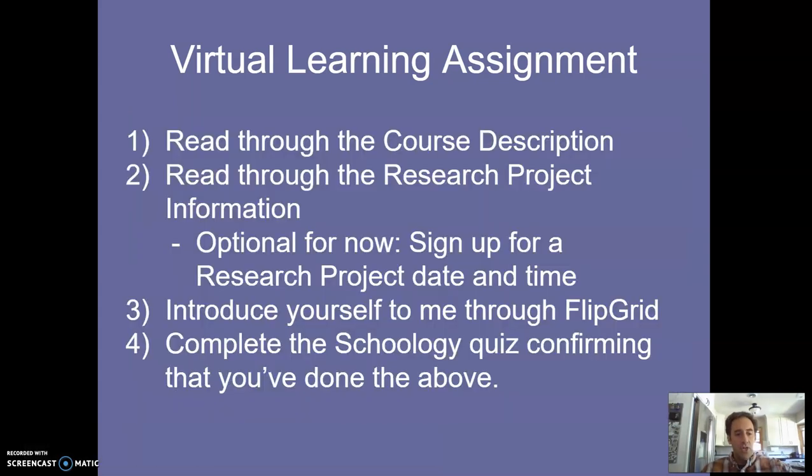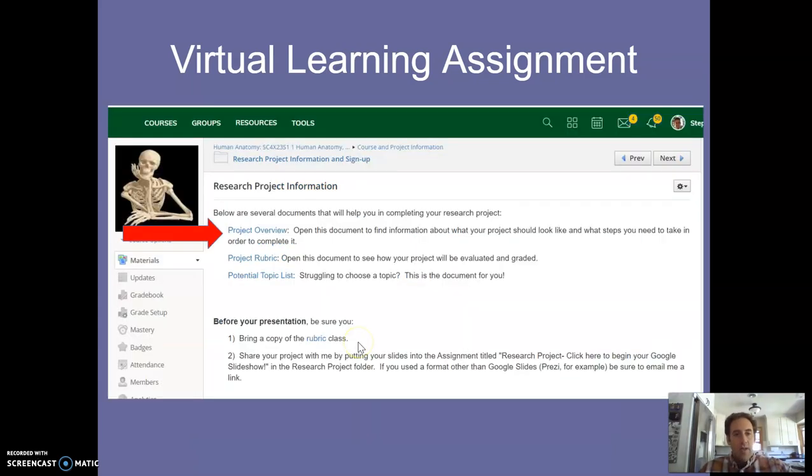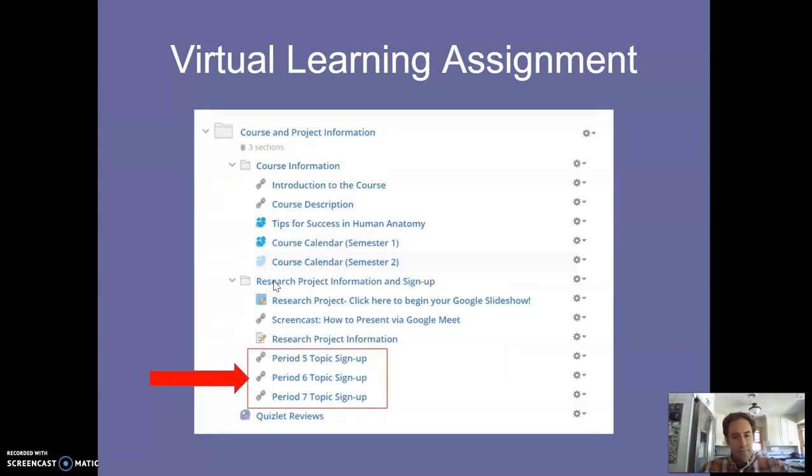Now, before I let you go, I just want to highlight that all of this information is posted directly in the week 1 folder, but you can also find it on Schoology within the regular folder. So if you click course and project information, the course description is here. The research project information is here. If you click that link, it takes you to the document I'm going to have you read, and also a rubric and a potential topic list. So if you're thinking, I don't know what I want to talk about, click on that and you can check it out. And then the sign up is also found in this folder.